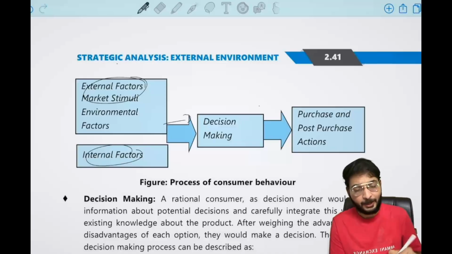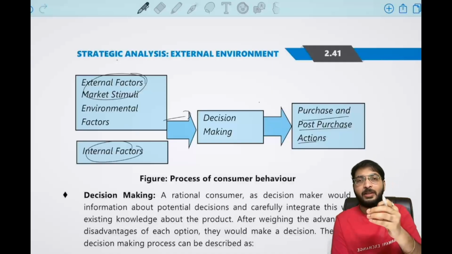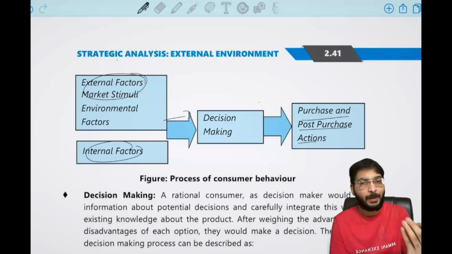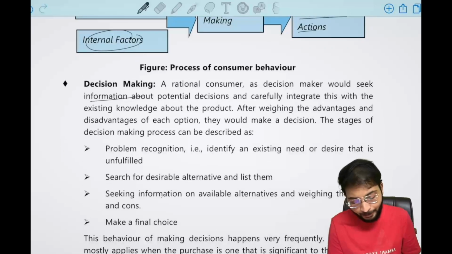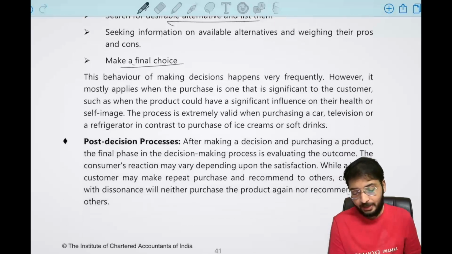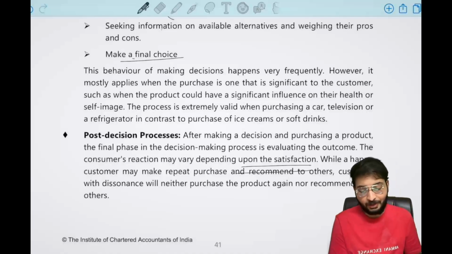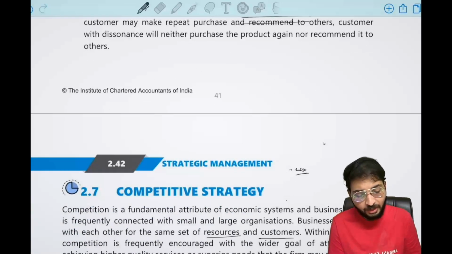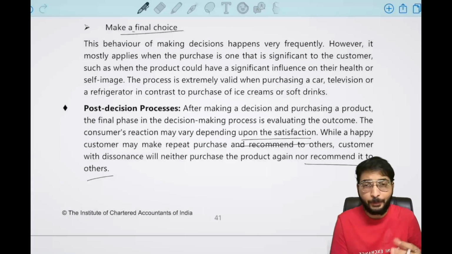Once the customer takes the decision, he purchases it, and post purchase, if he likes the product, he will recommend it to someone else. If he doesn't like the product, he will not recommend and he will not buy that particular product. So this is decision making. You find a problem, search for alternatives, and you make a final choice. And post decision, if it is satisfactory, he will be recommending to other persons. While if he is not satisfied, he will not recommend it to others. Understood? So this is about a customer and market.